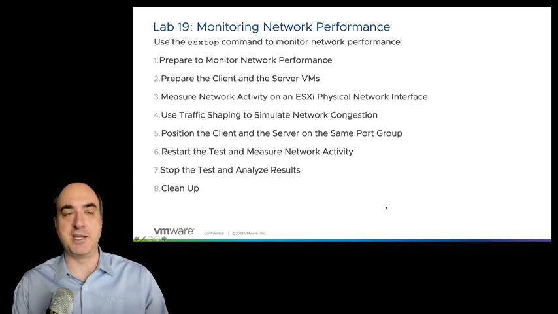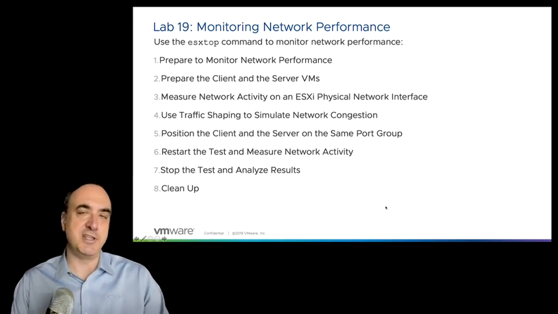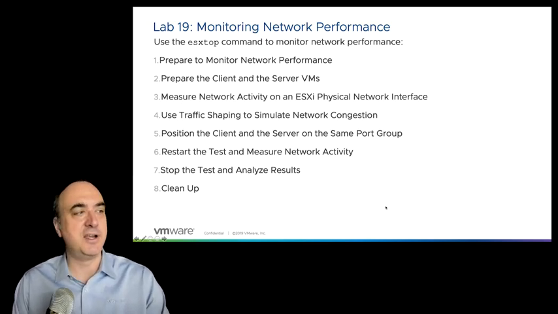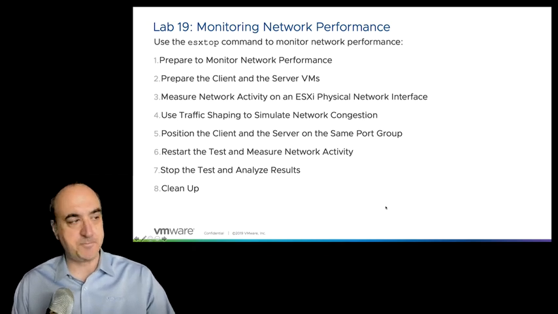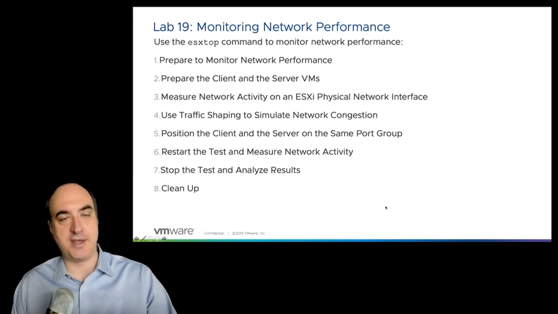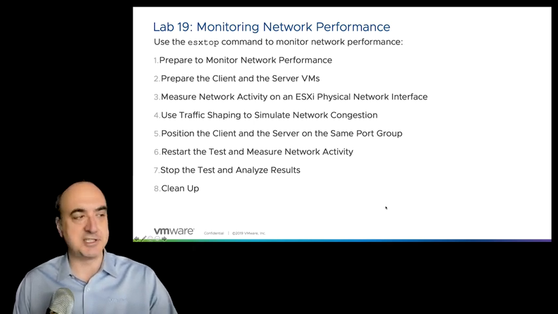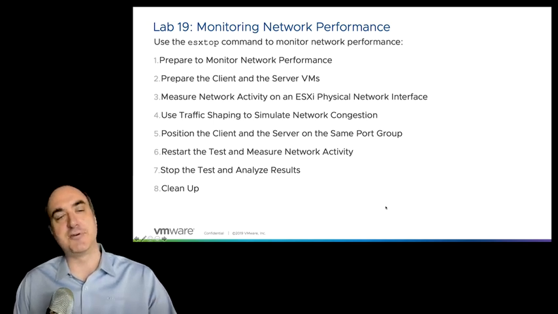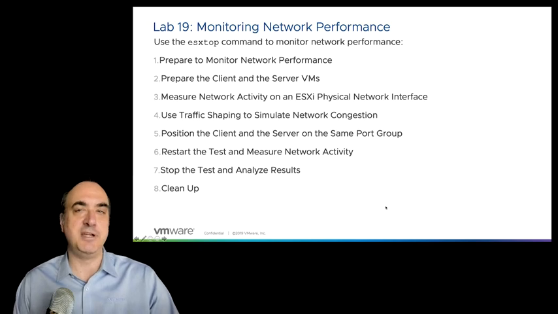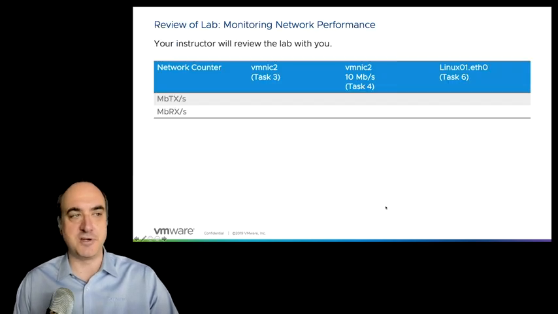So on one VM, you're going to get its IP address so that you can then run the script to talk to the server and start measuring the bandwidth. We'll then use task 4, traffic shaping, to simulate congestion, and then monitor the throughput using ESX top in that case. And then finally put the two virtual machines on the same virtual switch and see what kind of increased throughput you observe.